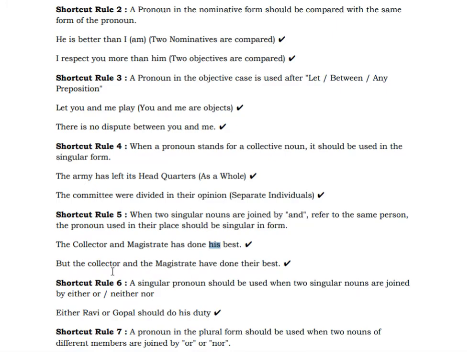But these two are different. The collector and the magistrate. That's why the is used here. The collector and the magistrate. So the is used means these are two different persons. So that's why you'll find here the plural form of the verb is used, have. And therefore the plural form of the pronoun has come there. You got it now. Plural form of the verb and plural form of the pronoun. Okay. We have learned 5 rules of pronoun. Let's go to rule number 6 now.